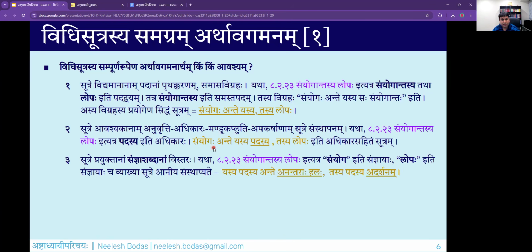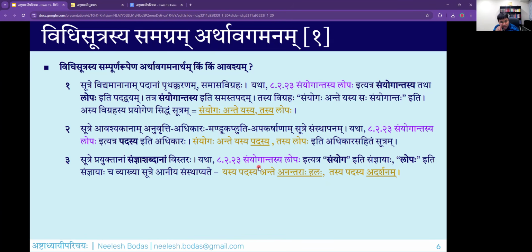So the next step is take these technical terms and expand them. Instead of using the technical term, use its definition. So sutre prayuktanam samya shabdanam vistaraha. So in sanyogantasya lopaha, sanyoga iti samnyasti, lopa iti samnyasti. Padasya is also coming, but as I mentioned, we are going to keep that aside for simplicity. So let's expand sanyoga, let's expand lopa.